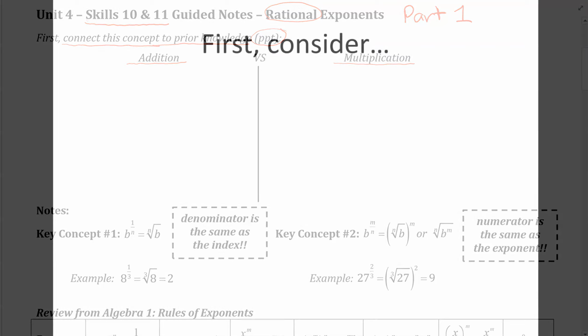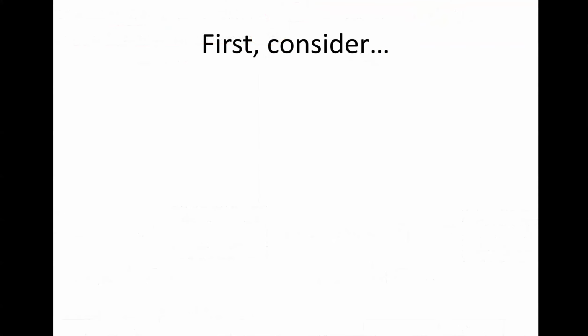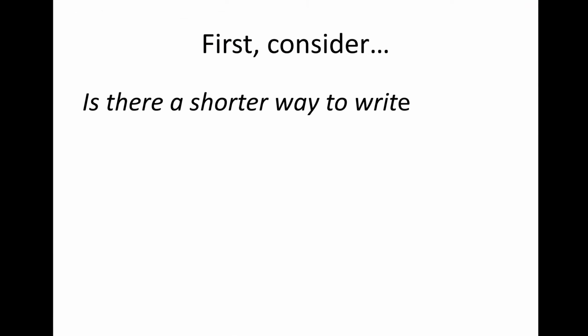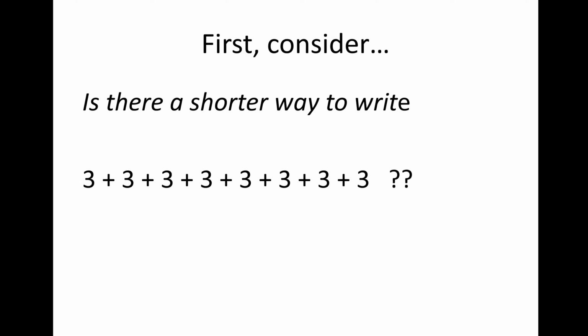So on the addition side, I want you to first consider what it means to add the same number over and over again. Like if I were to add a bunch of threes together. So here I've got 1, 2, 3, 4, 5, 6, 7, 8 threes. So is there a shorter way to write 3 added to itself 8 times? The answer is yes.